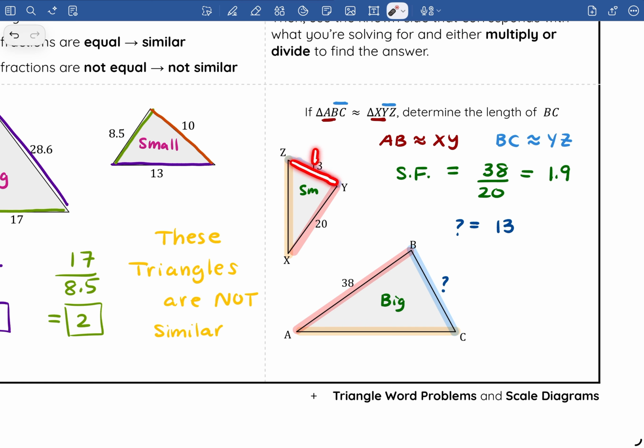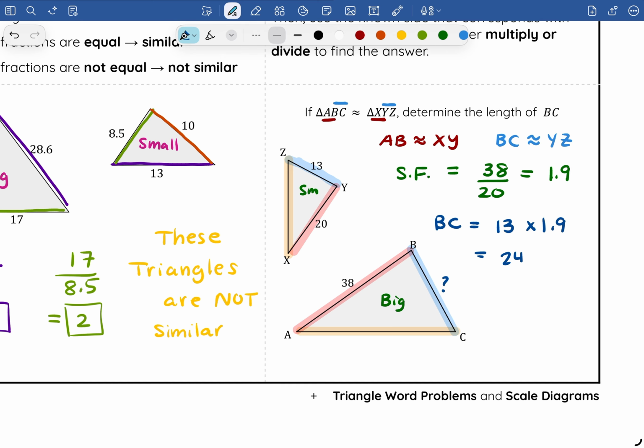And then because the 13 is part of the smaller triangle, if we're trying to figure out its buddy on the big triangle, should I multiply or divide by our scale factor? We should multiply because that's the way that we make the number bigger if our scale factor is bigger than 1. So we'll go multiply by 1.9. Actually, instead of a question mark, I'm going to put the actual BC right here. British Columbia. And so what we get is 13 times 1.9 is 24.7. And did we have any units on this triangle? No, in which case don't worry about it. We don't need units as part of our final answer. We're just done. There we go.